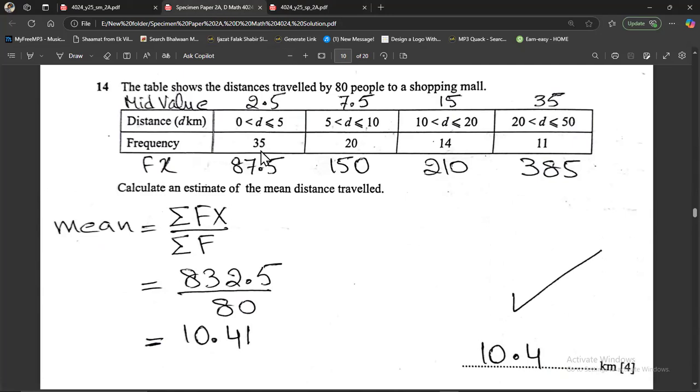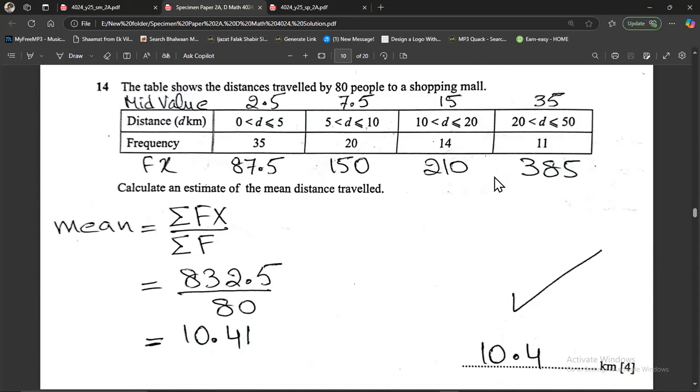You multiply x with the f, you get fx. So 2.5 multiplied by 35, that's 87.5. 7.5 multiplied by 20, that is 150. 15 multiplied by 14, that is 210. And 35 multiplied by 11, that's 385.